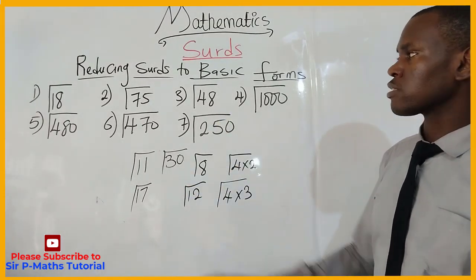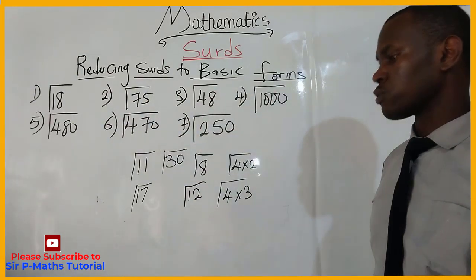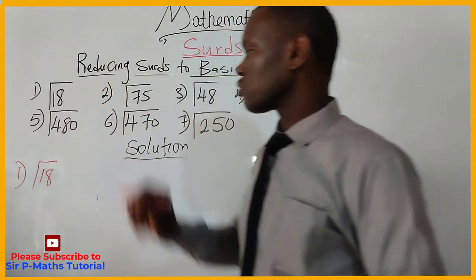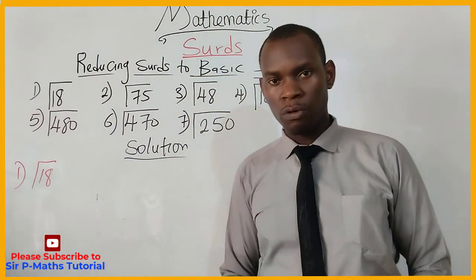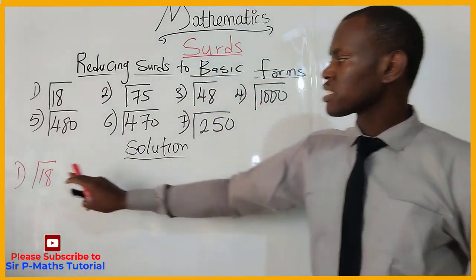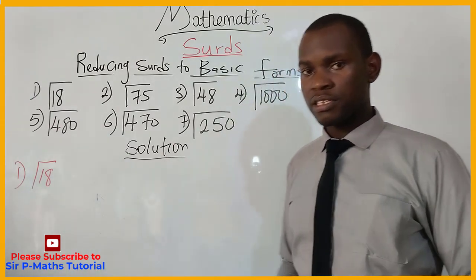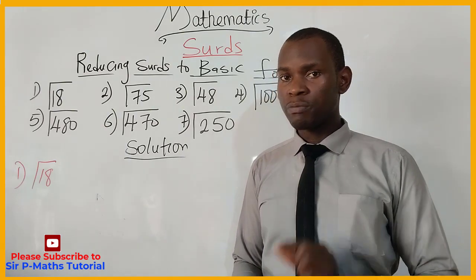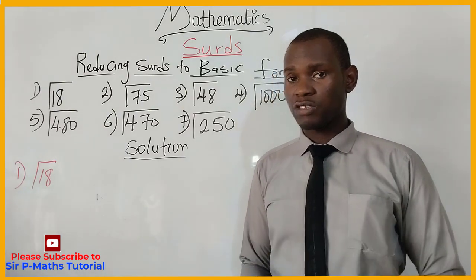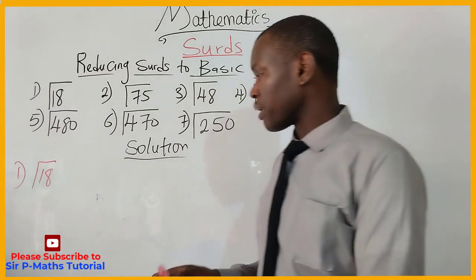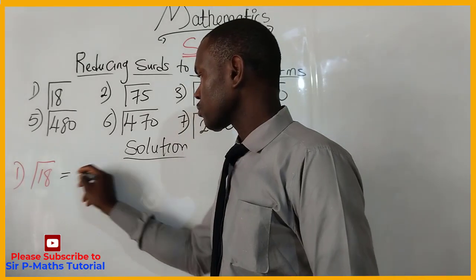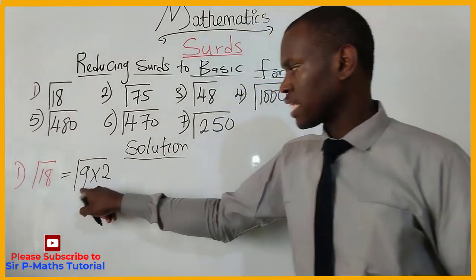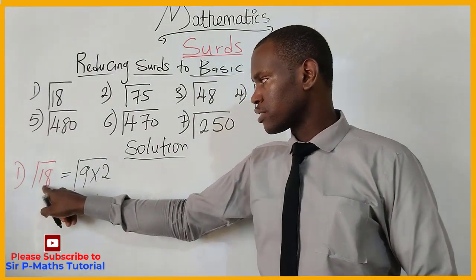So having understood that, let's solve these examples. We have surd 18 and we are asked to reduce it to its simplest form. How do we do that? Get two factors of 18. One of them is a perfect square and the other may not be a perfect square at all. The two numbers are 9 and 2. If I multiply 9 and 2, I will have 18.